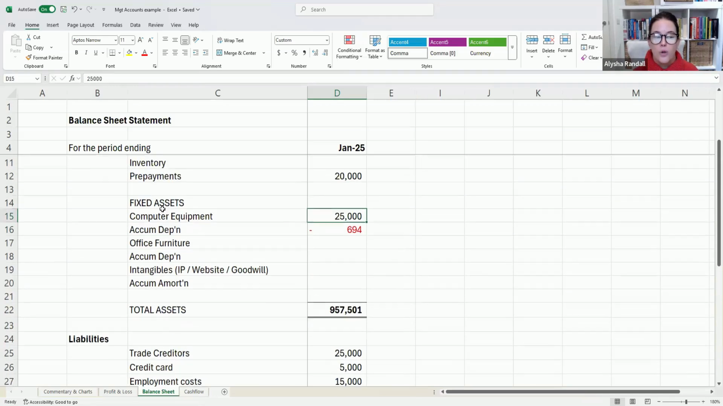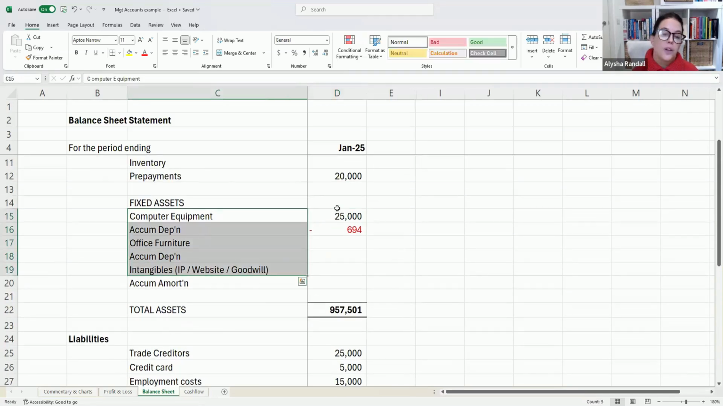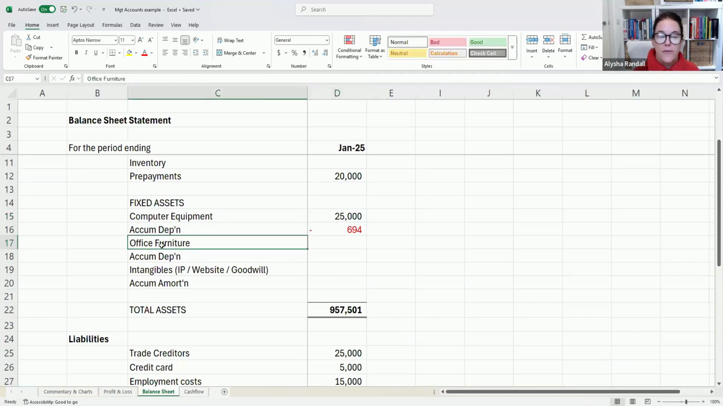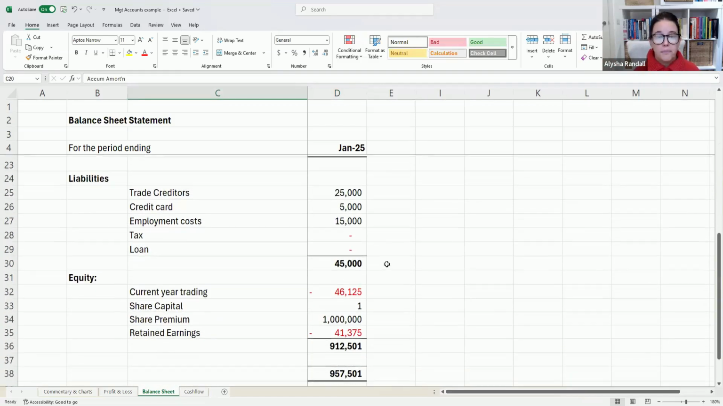This is where all your fixed assets are. So computer equipment, as I mentioned, if you made 20,000 of them and then you recognize them over 36 months, this is where that calculation sits. And it would be the same for office furniture and intangibles. So your IP, your website, goodwill, which means you've bought a company, those type of things. So that you don't need to worry about that one too much.